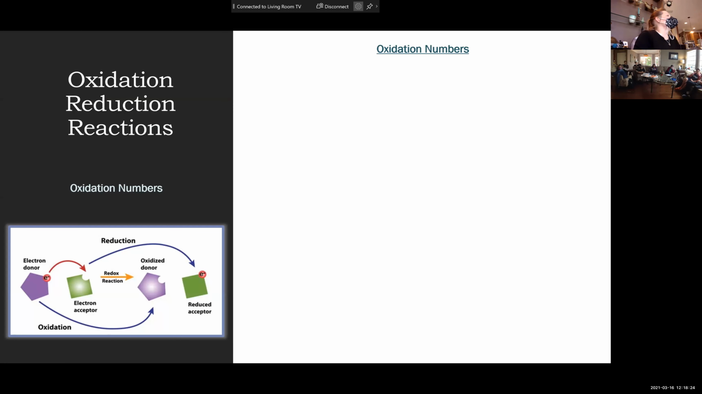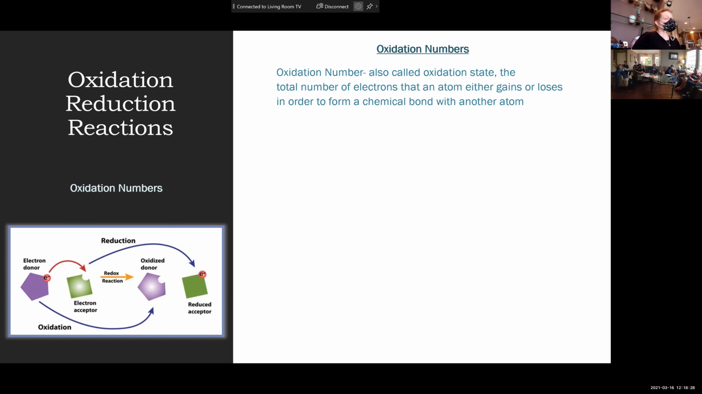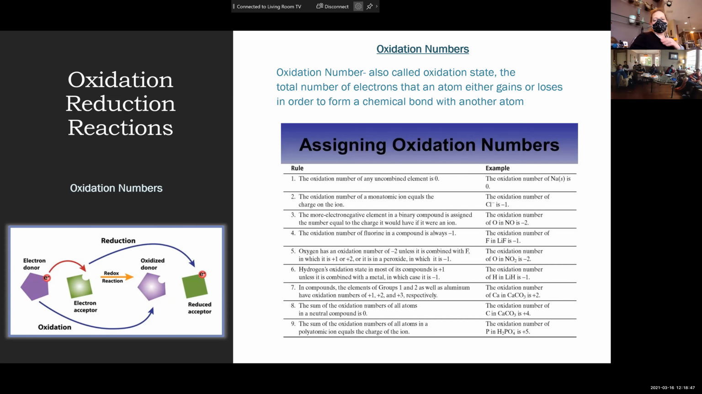So, oxidation numbers. This part gets a little odd. There is a really involved chart that can go with this, but the periodic table can make it easier. Your oxidation number, which is also your oxidation state, is the total number of electrons that an atom either gains or loses in order to form a chemical bond with another atom. So there's this very handy, super detailed chart, which you can follow to determine the oxidation number.